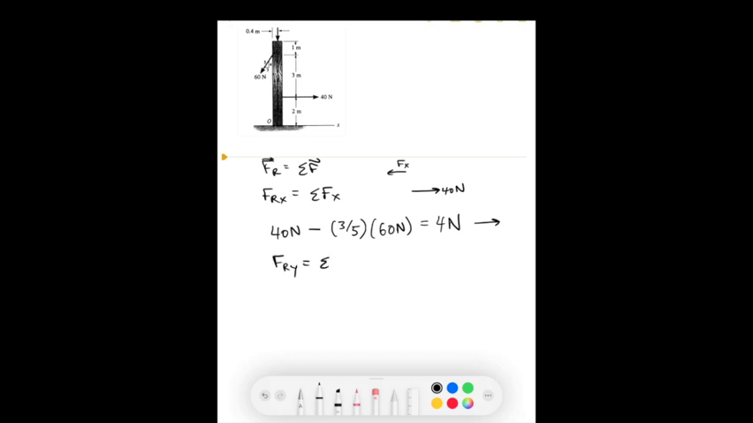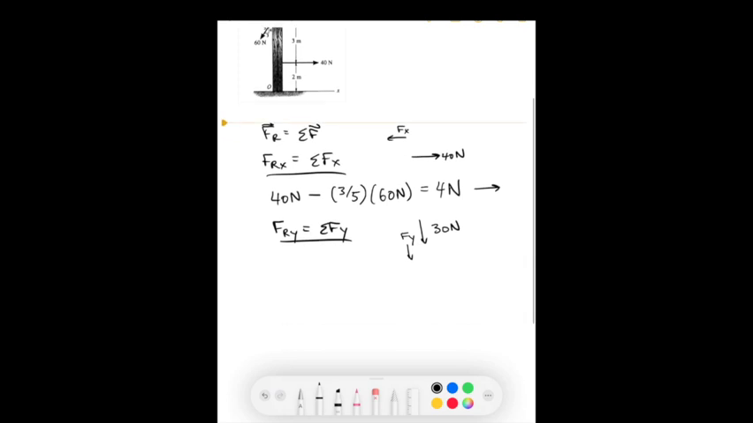In the y component, we see that there is one force acting down. It has a magnitude of 30 newtons, and another force, again, the y component of that force. So both of these act in the negative direction. So we have negative 30 newtons minus the y component. That's 4 over 5 times the 60 newtons. When we do that, we find that's negative 78 newtons.